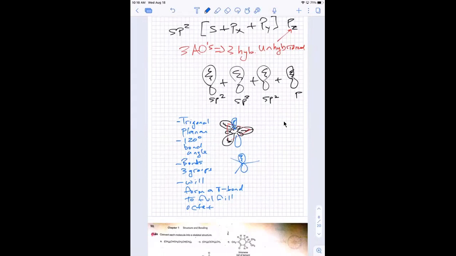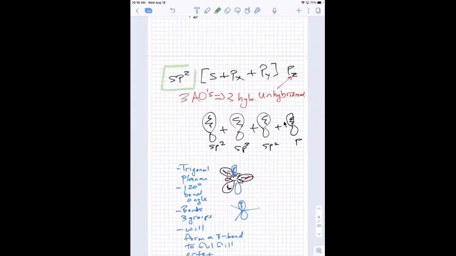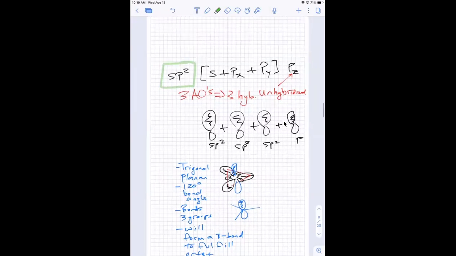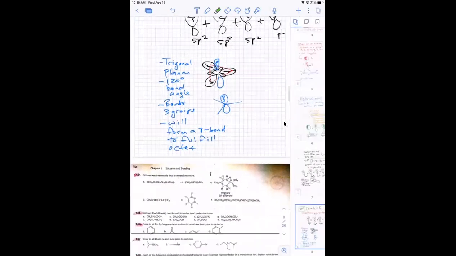Yes, why is it an unhybridized p? Because, if you look at the hybridization state itself, the 2 means that only two of the three p orbitals are mixed with the s. So one of the p's gets left alone, left unhybridized. Because hybridization, remember, is adding the orbitals together. Okay, thank you.